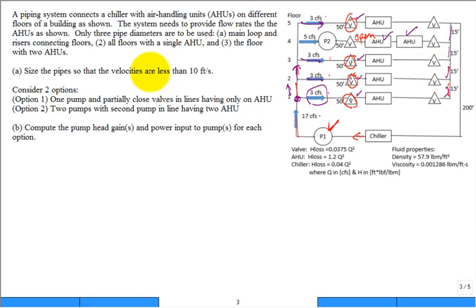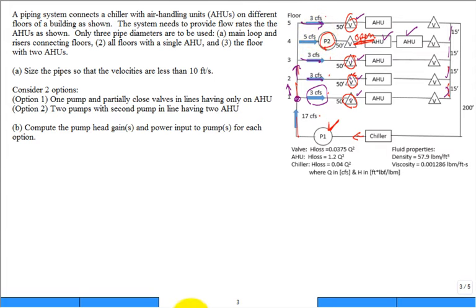The second option is to put a second pump right here, leave this valve open again, and then try to leave these other valves as open as possible, but you may have to tweak them just a little to get it to be perfectly matched so you get 3 CFM, 3 CFM, etc. But to have a second pump in that line with 2 air handling units.